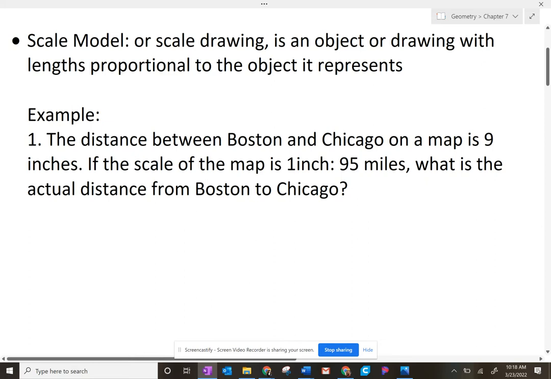All right, so for this section, we're going to be dealing with scale models. A scale model is a scale drawing or an object that's actually going to be drawn to the proportional lengths of the actual object.